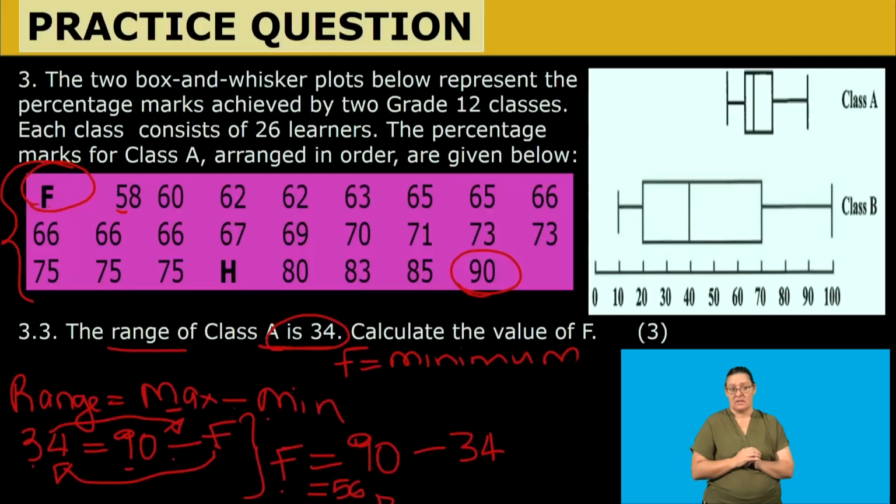And this makes sense because F is less than 58. So 56 truly is less than 58. So this is how you use the concept of range to solve for the unknown.